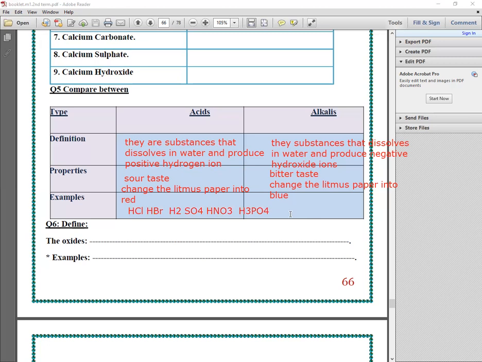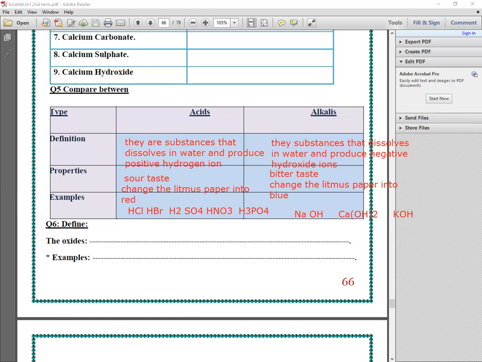But alkalis like what? Alkalis like NaOH, sodium hydroxide, or Ca(OH)2, calcium hydroxide, or KOH, potassium hydroxide. All of these are examples of alkalis or bases.